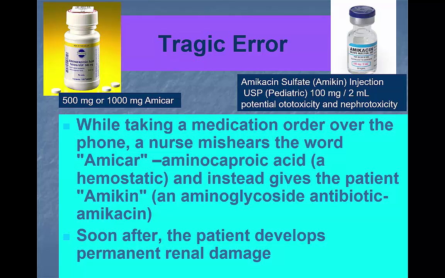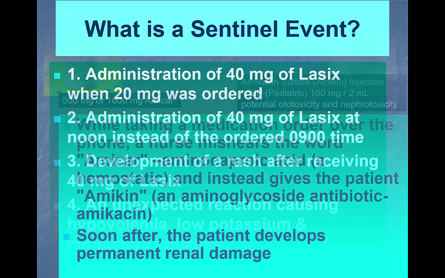So 500 or 1,000 milligrams Amicar, and gave the patient amikacin, which only should have been 100 milligrams, but gave probably 1,000 milligrams of amikacin. And what's the side effects? Potential ototoxicity and nephrotoxicity. So terrible, terrible error. Normally, it probably wouldn't hurt the patient to get one dose of an antibiotic if they weren't prescribed, but it's the dosing that's the killer.